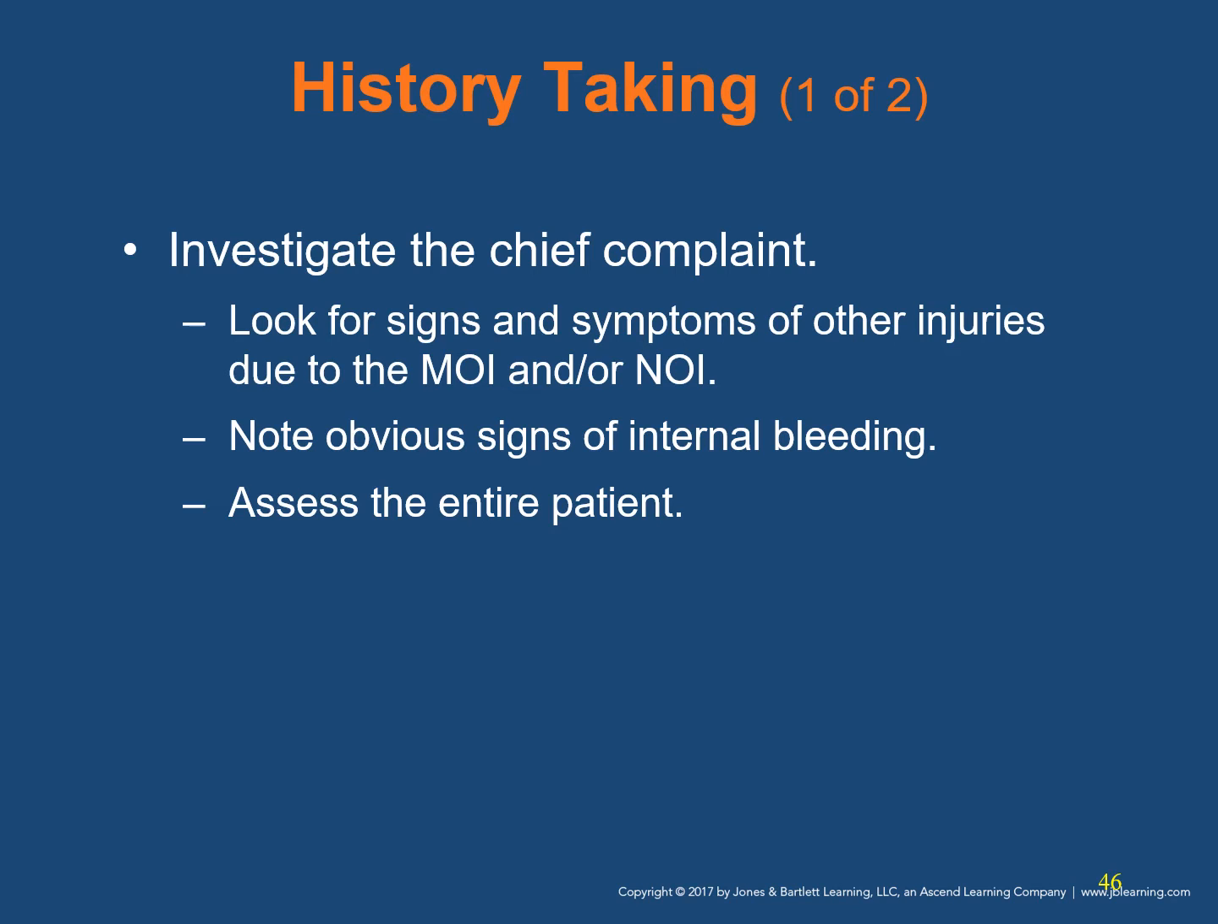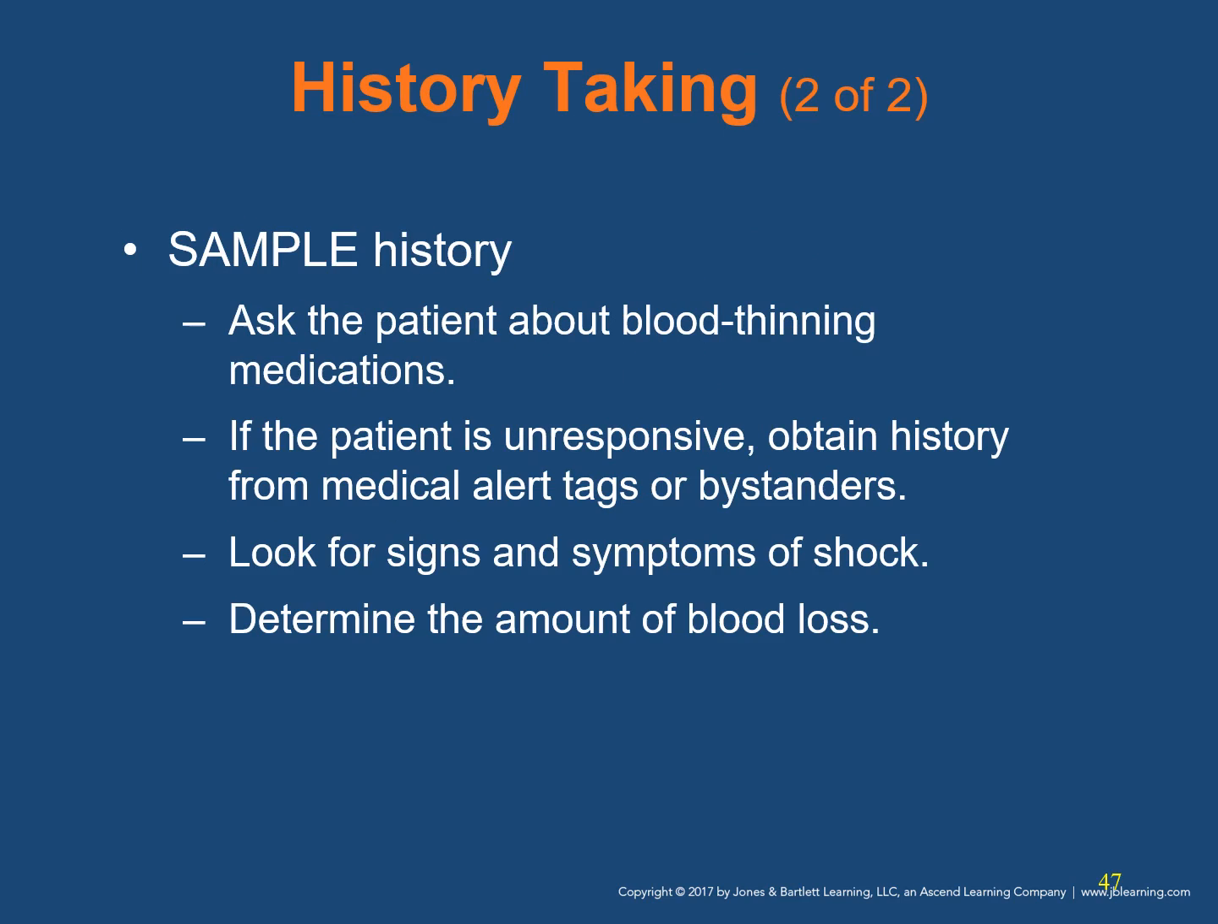In a responsive trauma patient who has an isolated injury with a limited MOI, consider a focused assessment before assessing vital signs and obtaining a history. Assess the entire patient, looking for the source of the problem, pre-existing illness, or other issues. SAMPLE history. Ask the patient about blood thinning medications. If the patient is unresponsive, obtain history information from medical alert tags or bystanders. Look for signs and symptoms of shock. Determine how much blood has been lost.